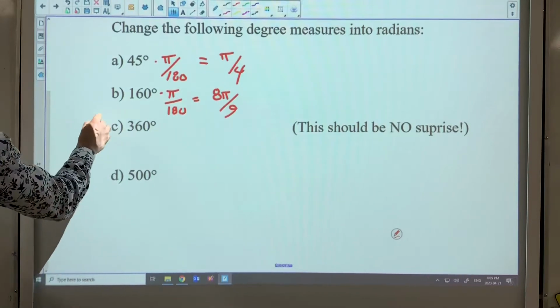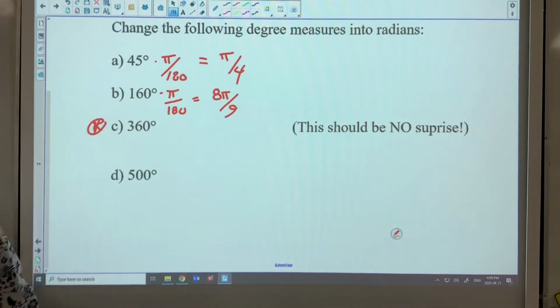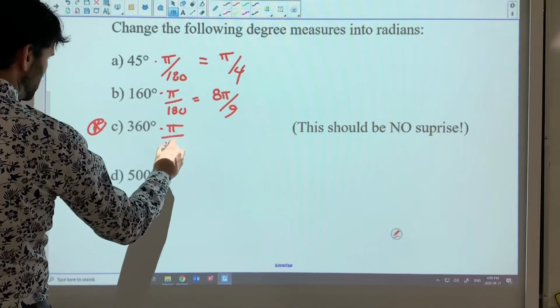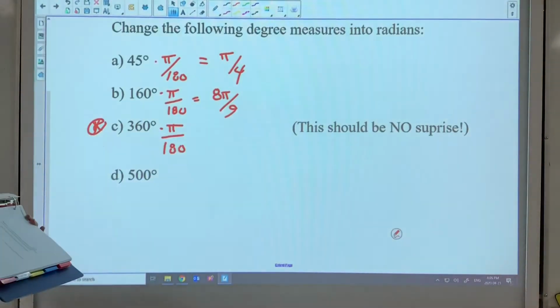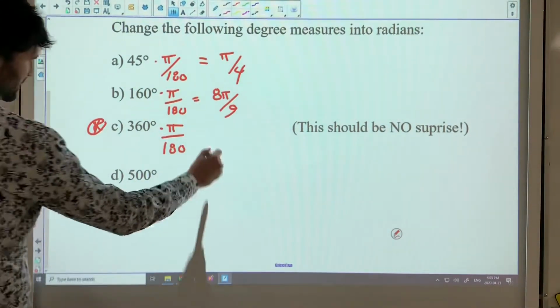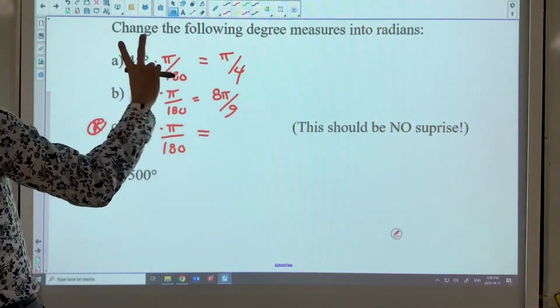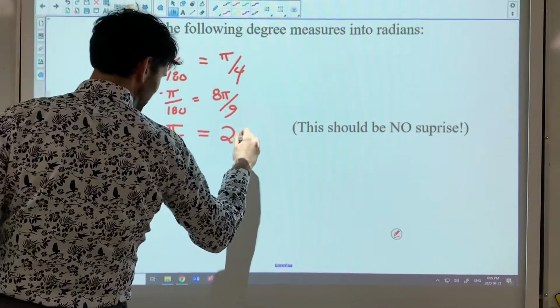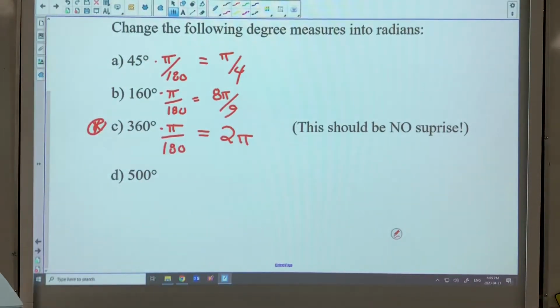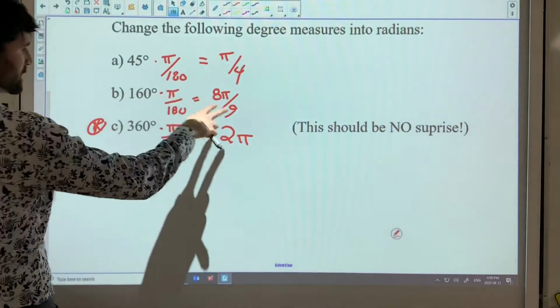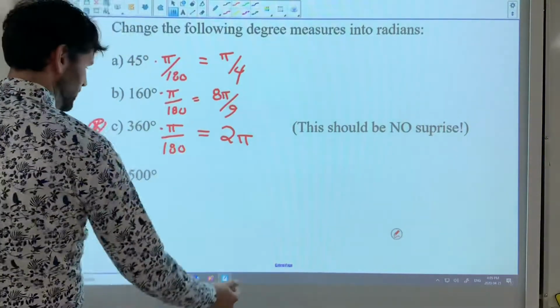Now, this one here, part C, should be no surprise. Maybe just before I do this, come up with an idea of what you think the answer is going to be, and pause the video. And here it is: 180 goes into 360 twice, so 2 times pi gives you 2 pi. That's not a surprise. We know that 360 degrees is equal to 2 pi. That was the first thing that we started with.